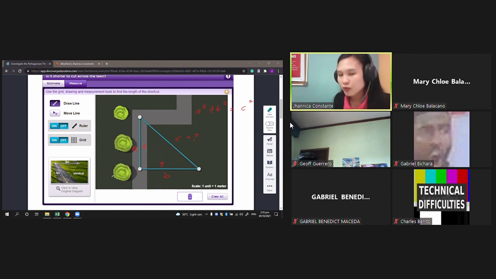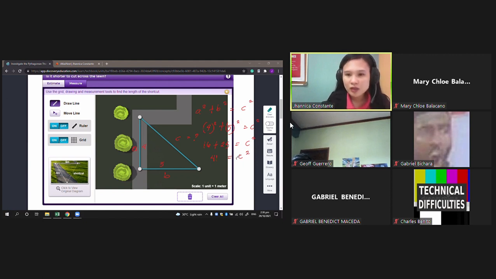So let's substitute in the formula of our Pythagorean theorem, which is A squared plus B squared equals C squared. So you have 4 squared plus 5 squared equals C squared. So 4 squared is equal to 16, 5 squared is equal to 25, and that equals C squared. So 16 plus 25 is equal to 41, which is C squared.